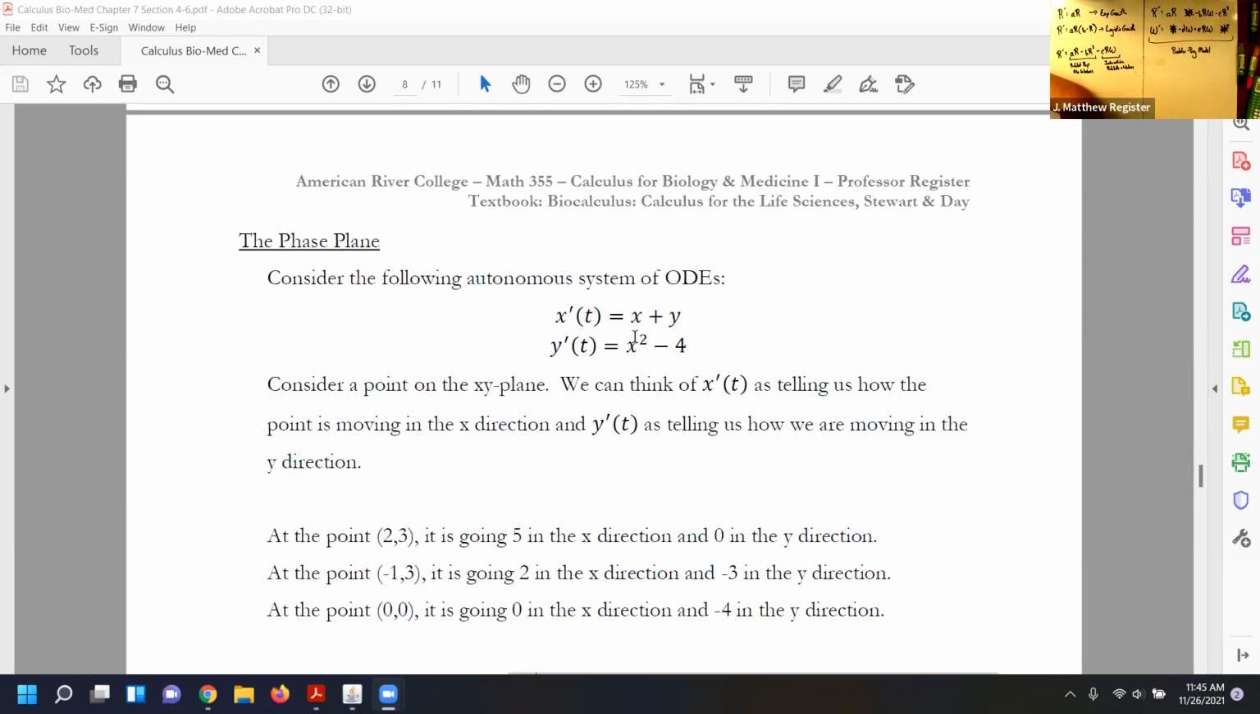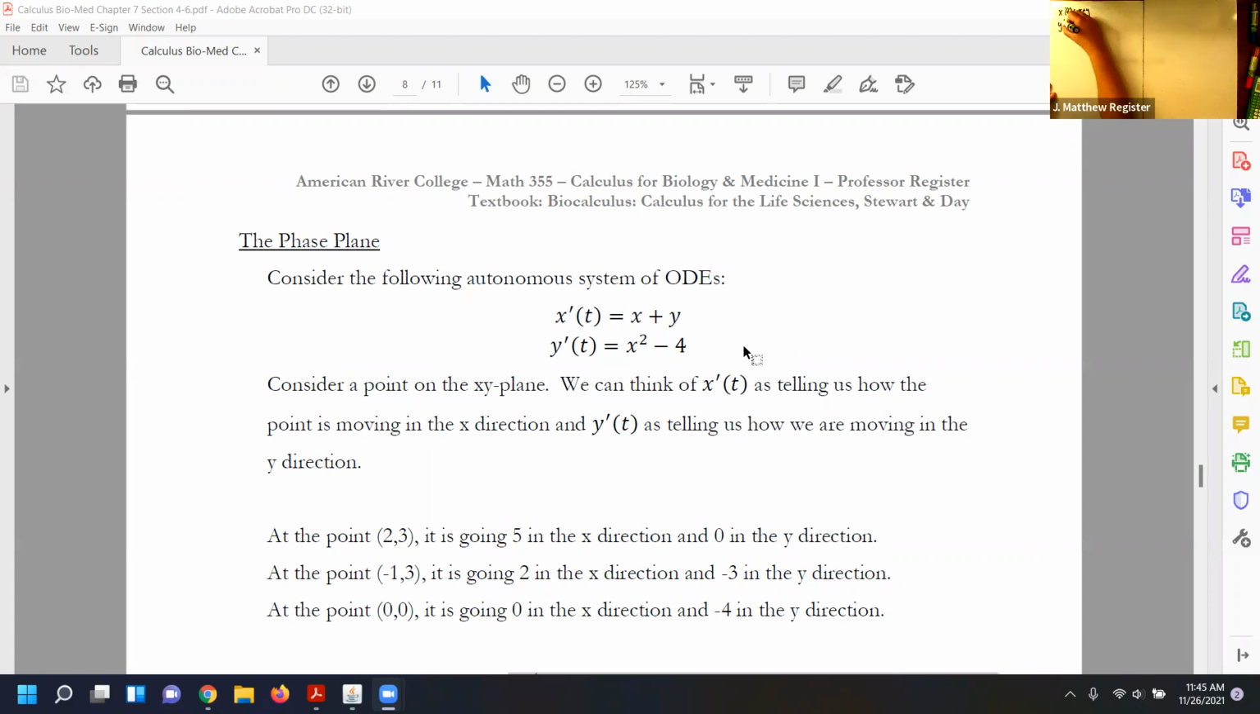Next idea is, how do we actually graph them? Because ideally, we want to be able to see these things. We want to be able to see how these interactions affect one another. And kind of like before when we were doing the phase diagrams, we can do something similar with these systems. If we have x prime of t and y prime of t, we can create a graph which will show us what the behavior is. Basically, we'll be told how things are moving in the x direction and how things are moving in the y direction.